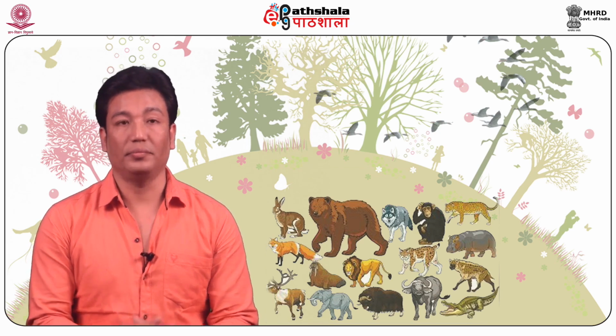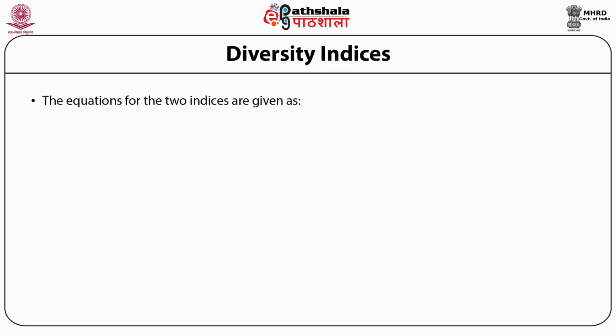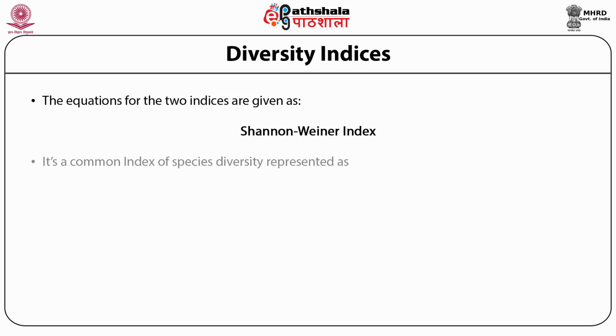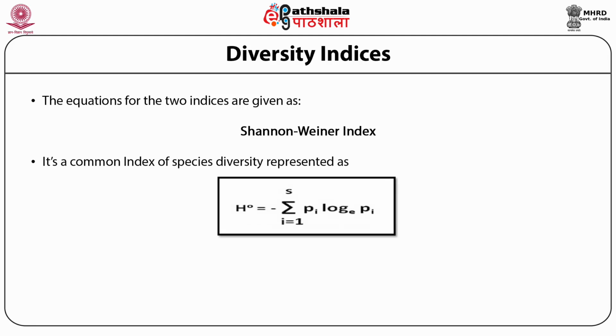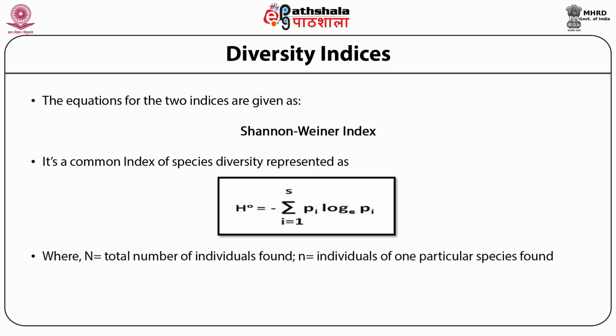index respectively. The equations for the two indices are given as follows. Shannon-Wiener index: it's a common index of species diversity, represented as H naught equals minus summation, i starting from 1 to s, of pi log e pi, where capital N is the total number of individuals found, and small n is individuals of one particular species found.